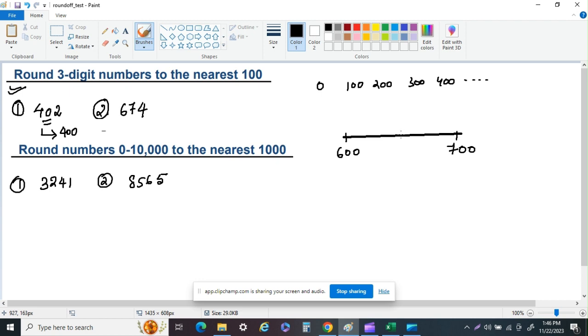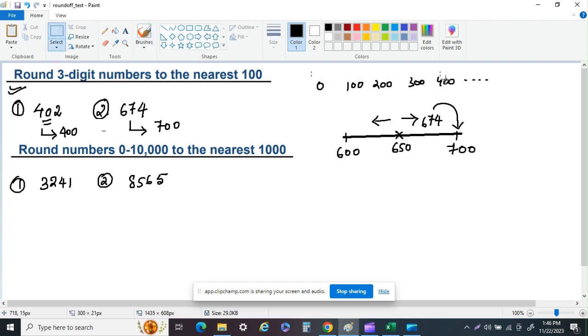Now, the next step is to find out the middle number between 600 and 700, which is clearly 650. Now, where does 674 fall? Does it fall on the left side of 650 or on the right side of 650? It clearly lies on the right side of 650. And hence, it will round off to the next number, which is 700. So, 674 will round off to 700.